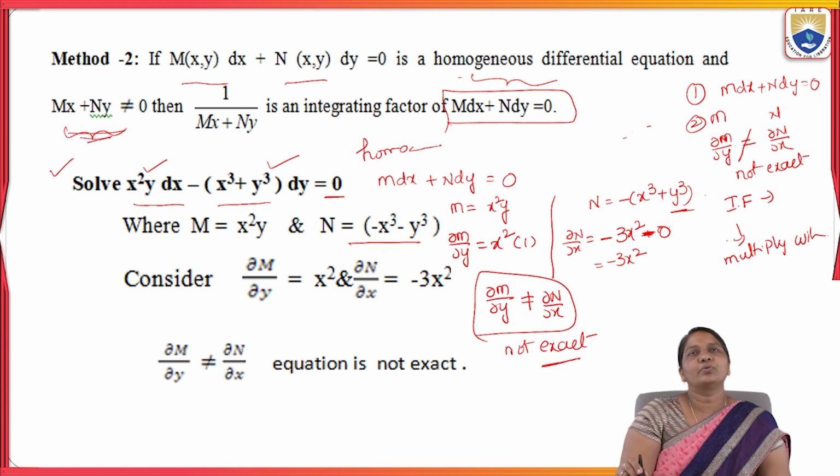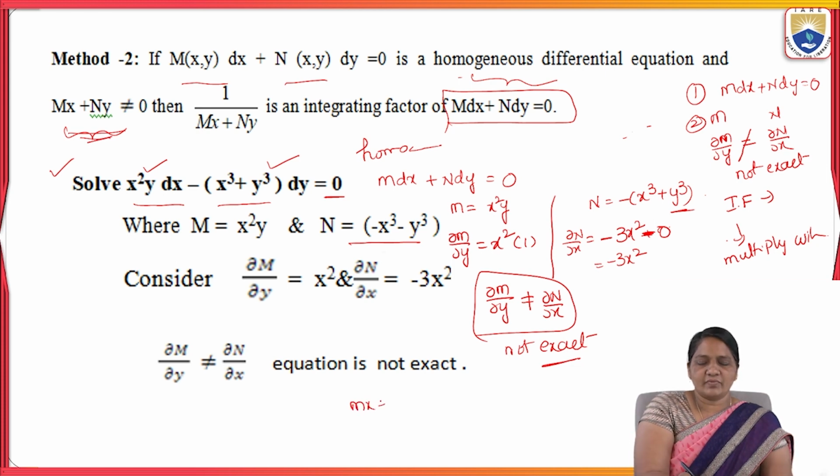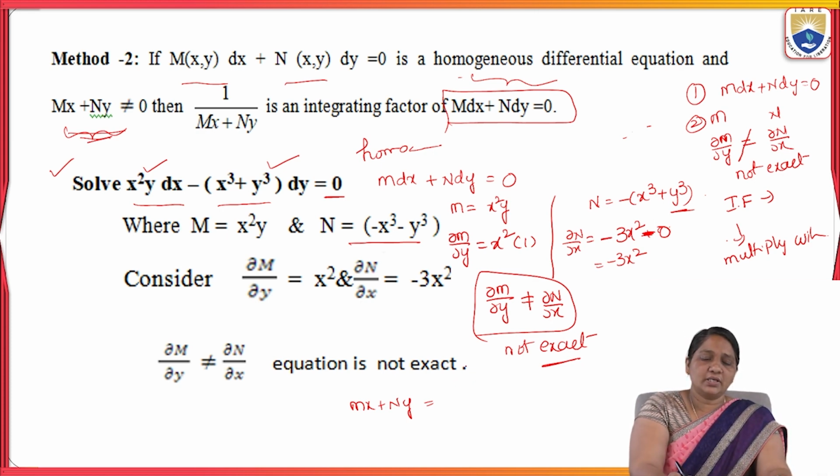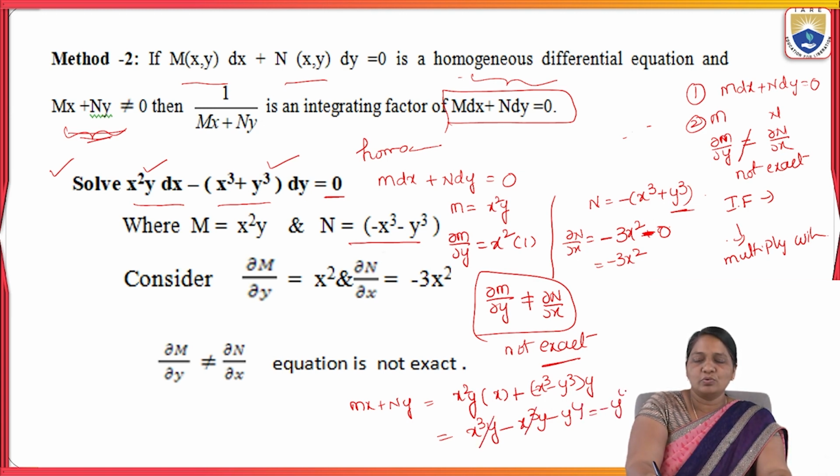After the second condition, we have to know about the mx plus ny value. So, what is the m value here? m value is x square y into x y, plus the n value, x cube minus y cube into y. This value is x cube y minus x cube y minus y power 4. So x cube y will be cancelled. What is this value? Minus y power 4.